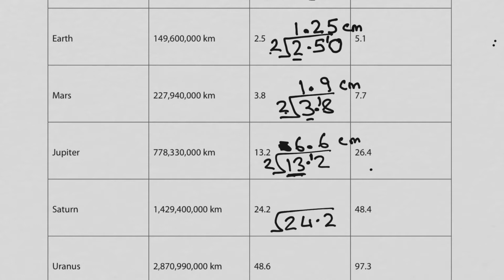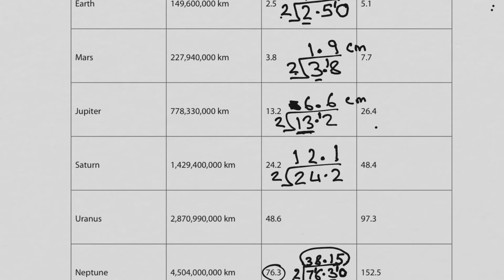24.2 divided by 2. That'll be 1 2 makes 2. 2 2's make 4. Add the decimal point. 1 times 2 is 2. 12.1 centimetres for Saturn.